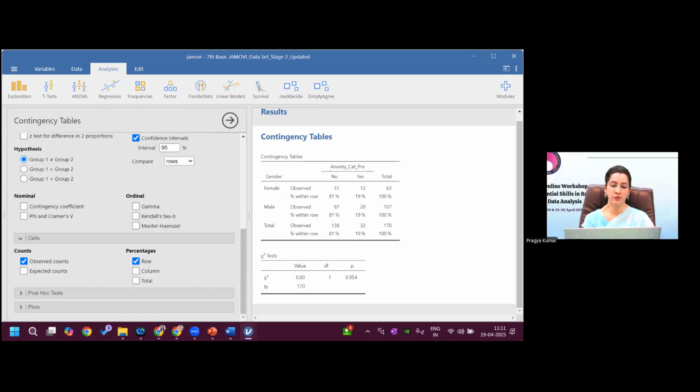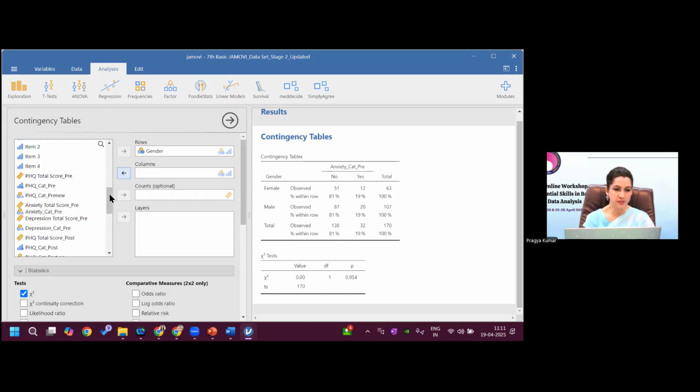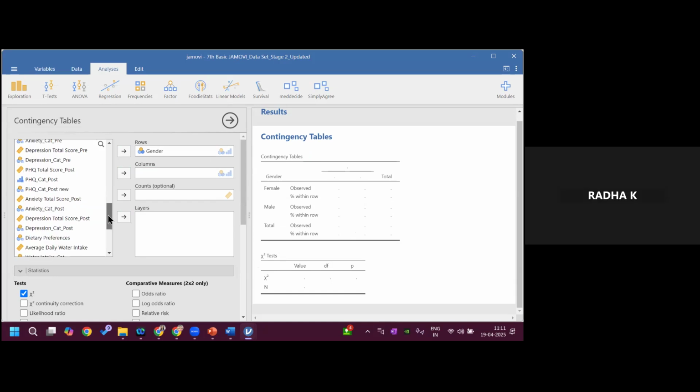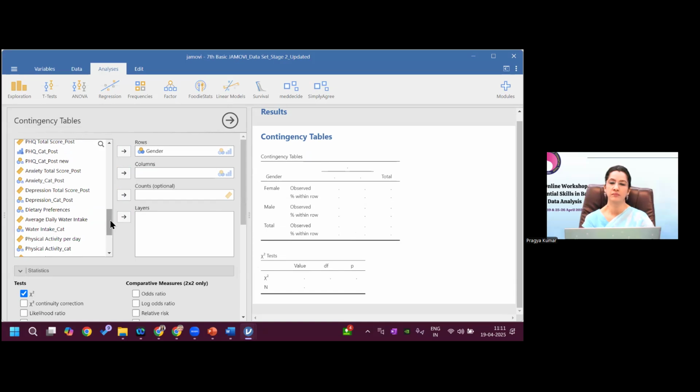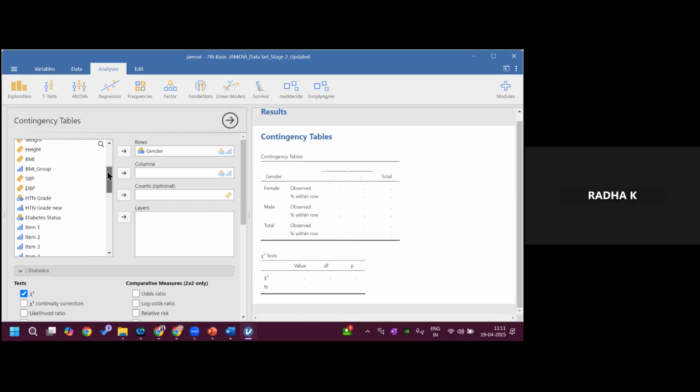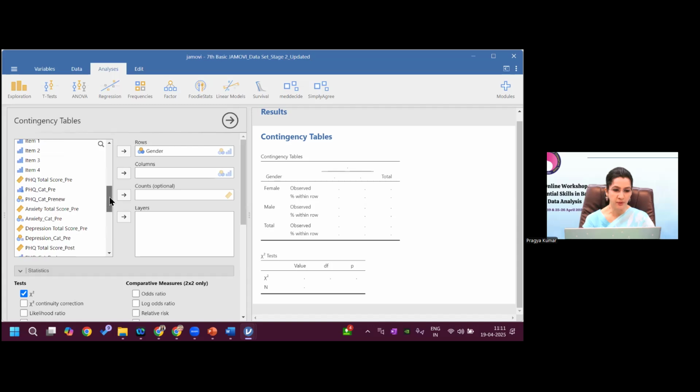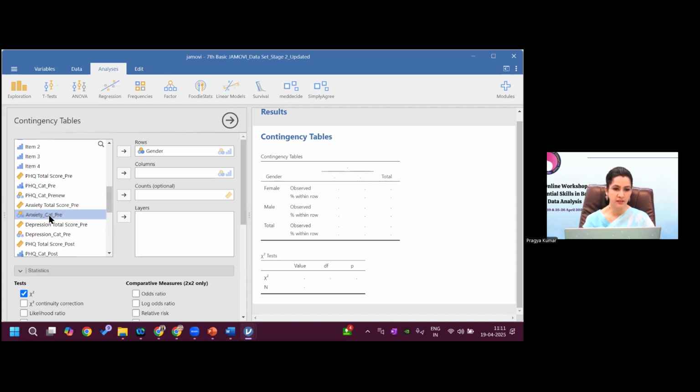Okay. So I'll show with some more variables like gender and dietary preferences. Ma'am, one more doubt. Yes, Dr. Radha. In this output, the chi-square value is 0.00. Let me again move that variable back because I have shifted that. Okay. So I will move this anxiety.